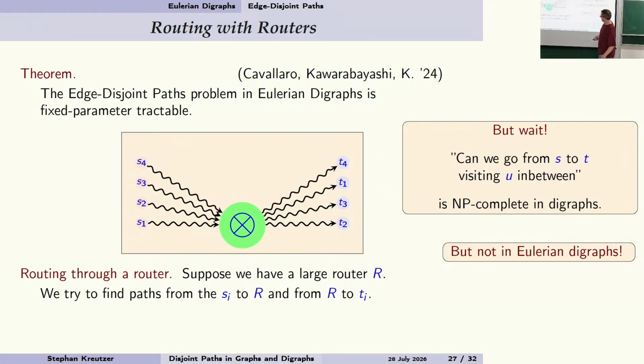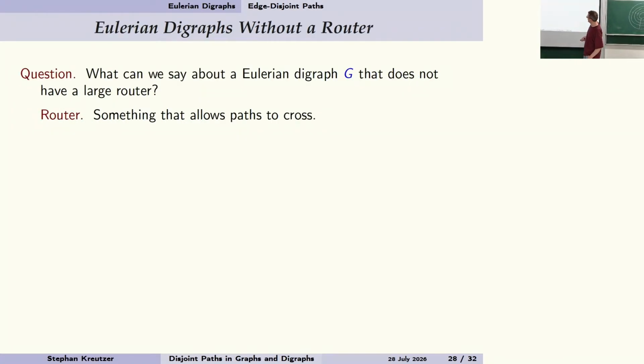And we can now look at what happens if you don't have a router. So I don't want to define formally what a router is, because it can come in many forms, but it's just something that allows paths to cross. A clique would be an extreme case, but there are also many other cases. So what can we say about a Eulerian digraph that doesn't have such a router?